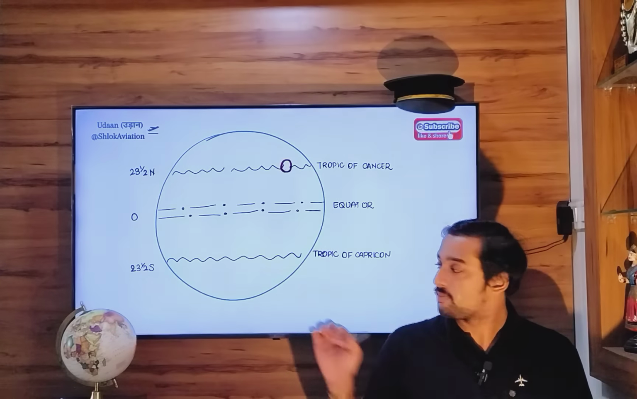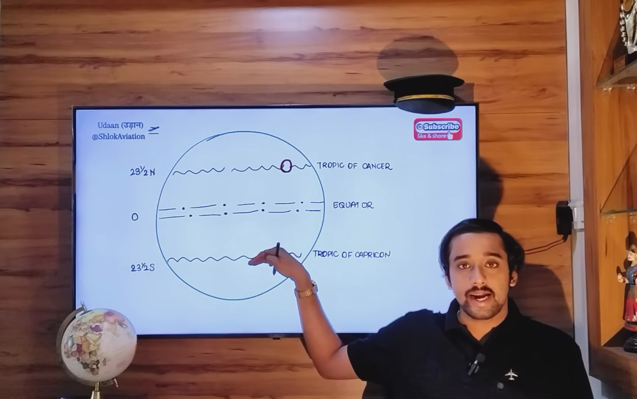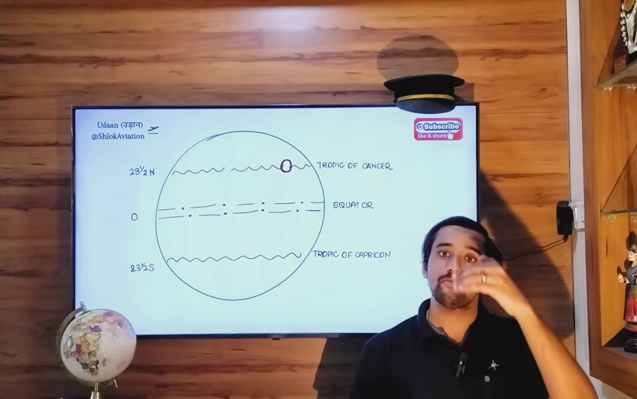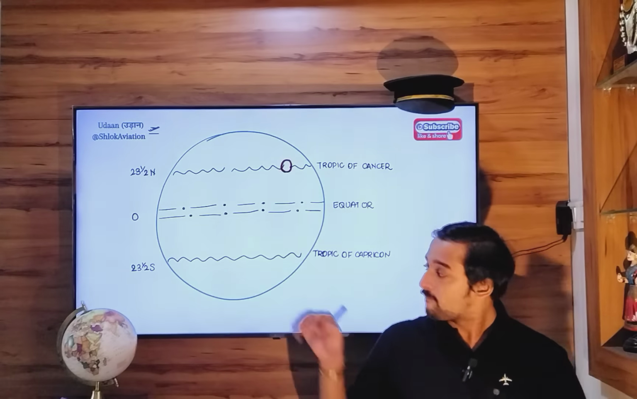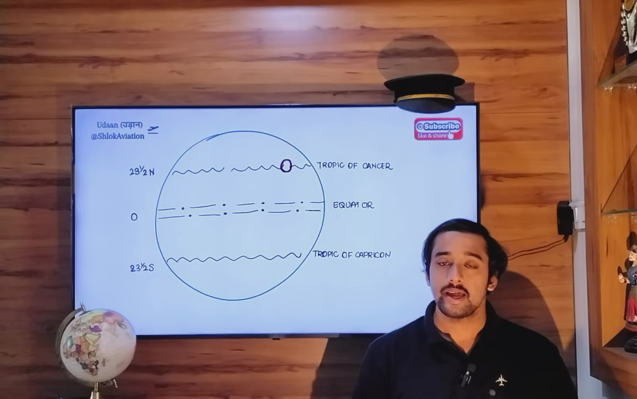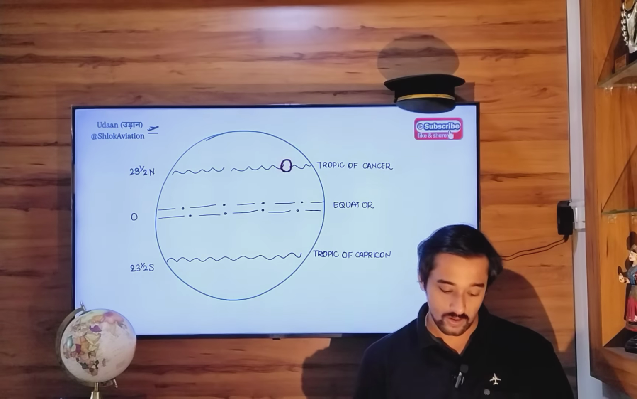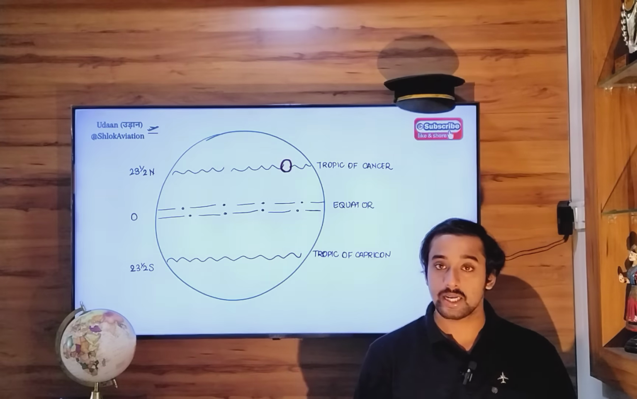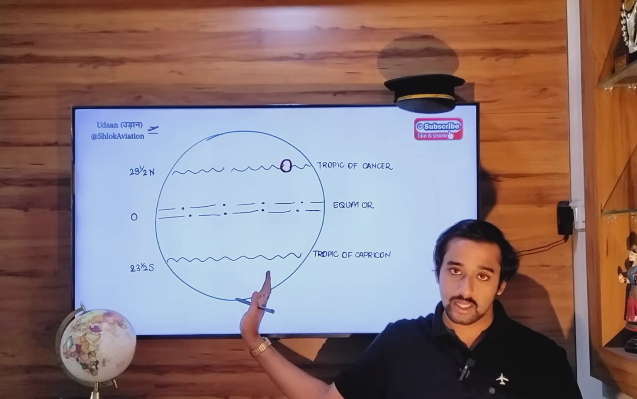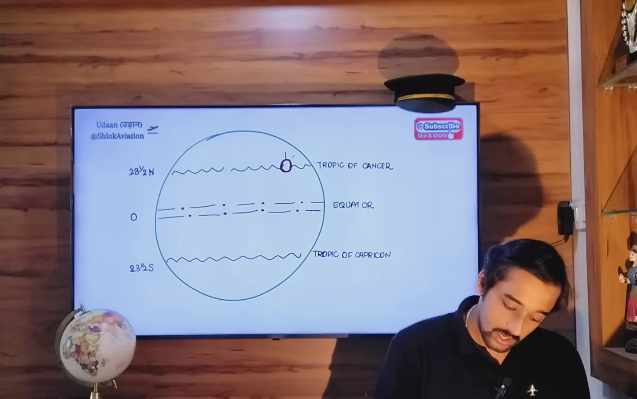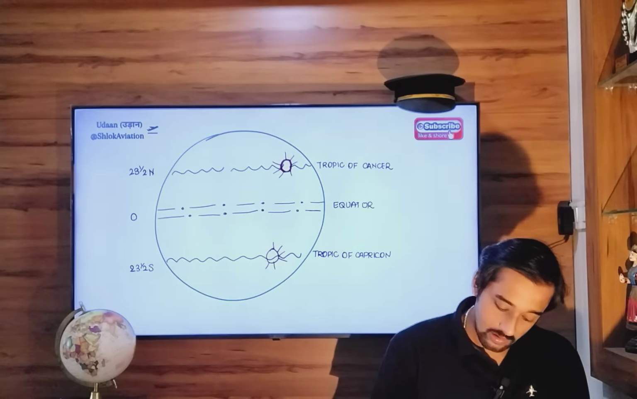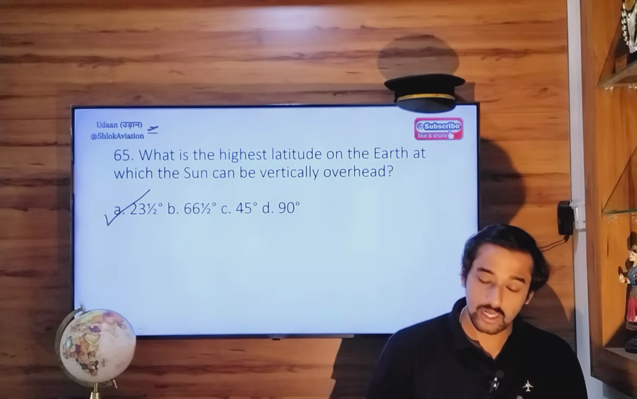So the sun will be directly overhead at any latitude between these two latitudes, meaning the sun will directly pass over your latitude. Beyond these latitudes, the sun will not be directly overhead. It will be at an angle less than 90 degree. So the highest latitude is 23.5 degree north in the northern hemisphere, 23.5 degree south in the southern hemisphere. So remember this. Therefore, option A is the correct answer.